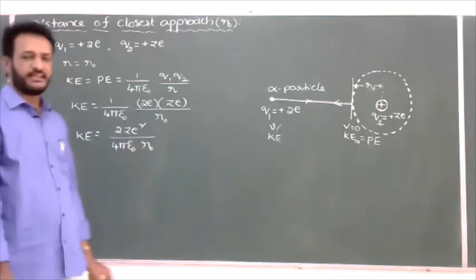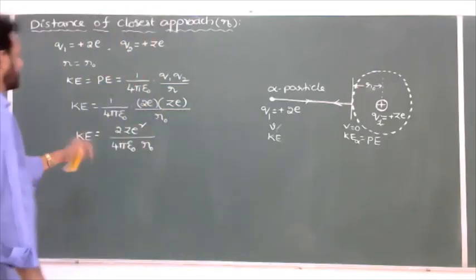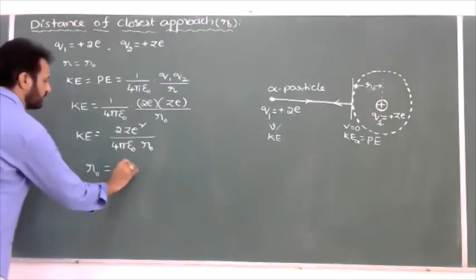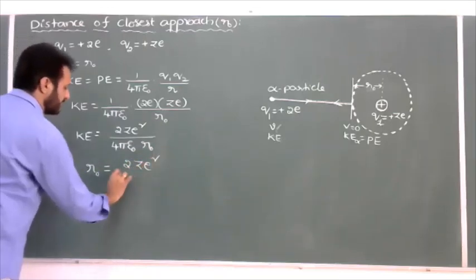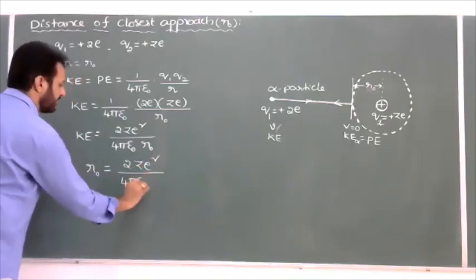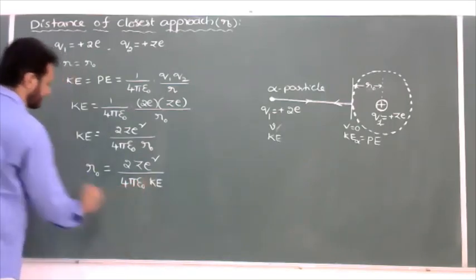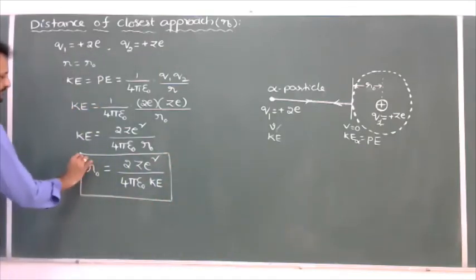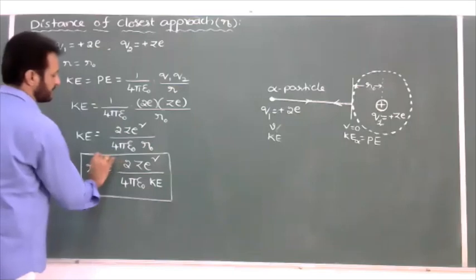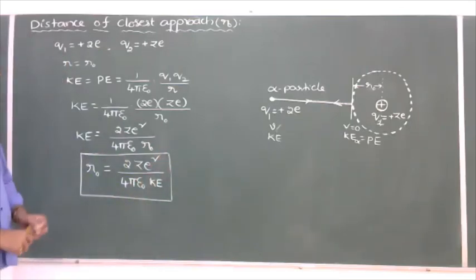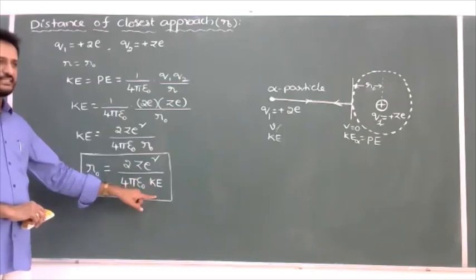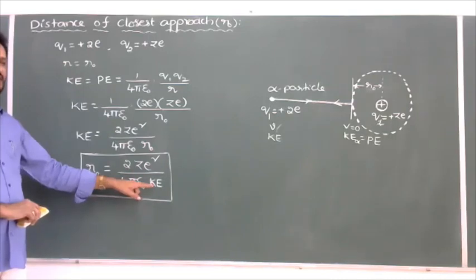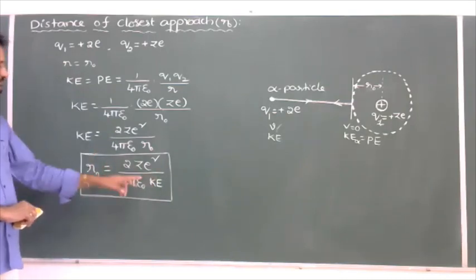But we want to calculate R naught. That's why we take R naught to the left side and KE to the right side. The distance of closest approach R naught is equal to 2 into Ze square by 4 pi epsilon naught into KE. So this is the formula for the distance of closest approach of the alpha particle. If the kinetic energy decreases, the R naught value gradually increases. If the KE value increases, the R naught value decreases. Both are inversely proportional.